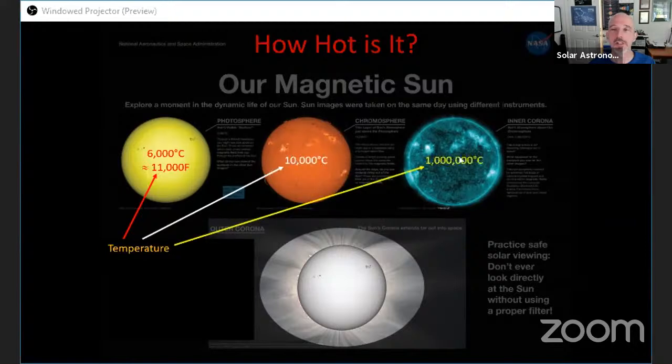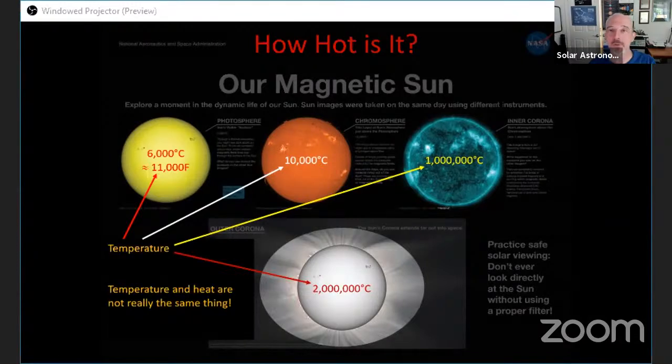If we go to the inner corona, we're hitting 1,000,000 degrees C. And then the outer corona, actually, maybe I should have had the arrow point more towards this part around the disk of the sun, is about 2,000,000 degrees C. So this is very counterintuitive. And there's a cool story here because temperature and heat are not really the same thing, right? I don't want to get too much into that right now. If you're curious about it, you can pop a question into the chat and we can cover this a little bit more later. But at least these numbers answer the common question of how hot is the sun, with the asterisk and the footnote that temperature and heat are not quite the same thing as we usually think in our everyday experience.